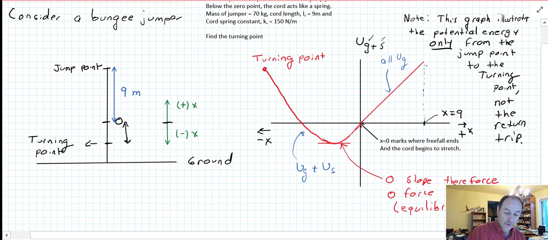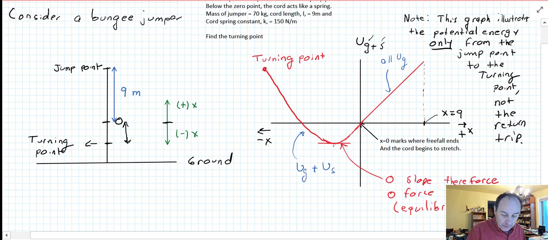All right, so we're going from a positive x all the way down through x equals 0 to a turning point. So a couple other key things here. Between x equals 9 and x equals 0, it's just free fall. So this is just a reduction in potential energy because of a reduction in height from the Earth. So that's a straight line till you get to 0. And then the spring potential energy kicks in. At x equals 0, that's where free fall ends and the cord begins to stretch.